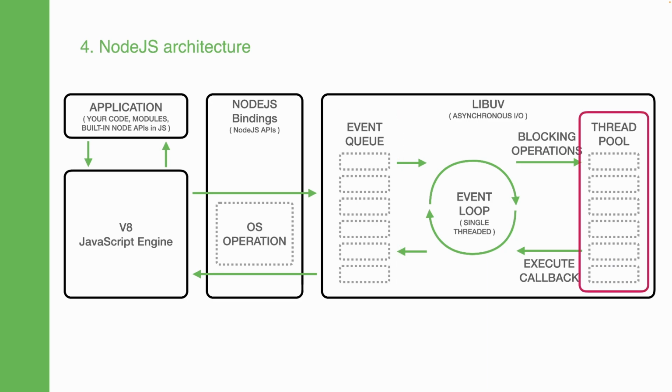Finally, the thread pool, aka libuv worker threads. It handles blocking operations like file input and output operations, DNS lookups, cryptography, and some other CPU-intensive tasks, which are offloaded to a thread pool to avoid blocking the main event loop.